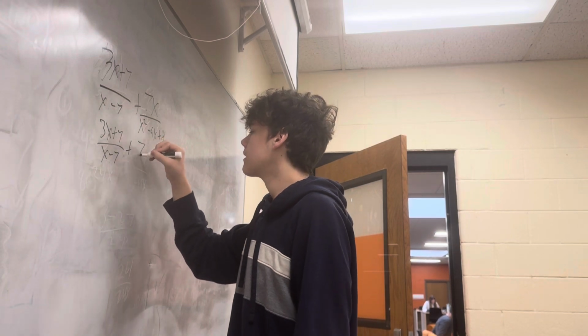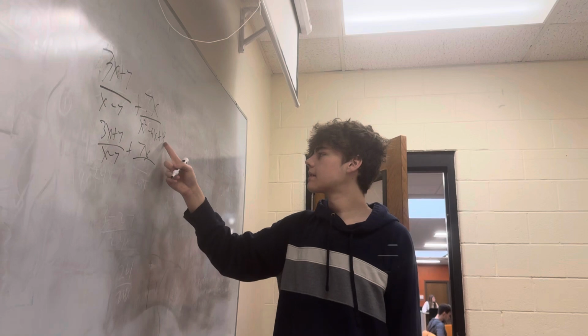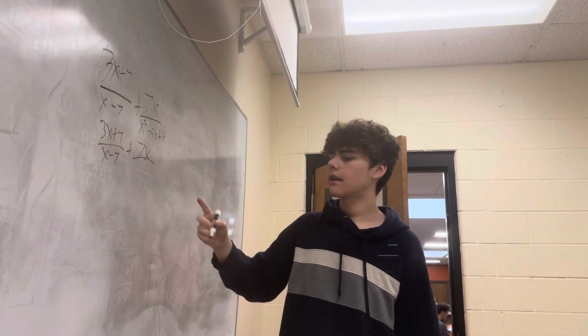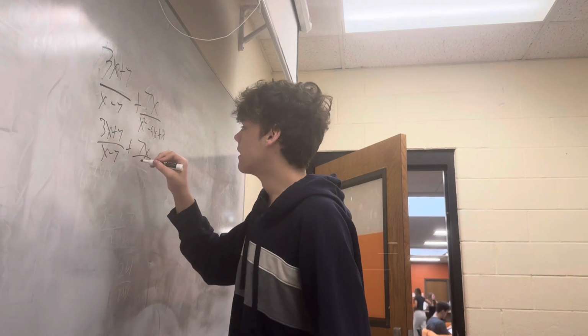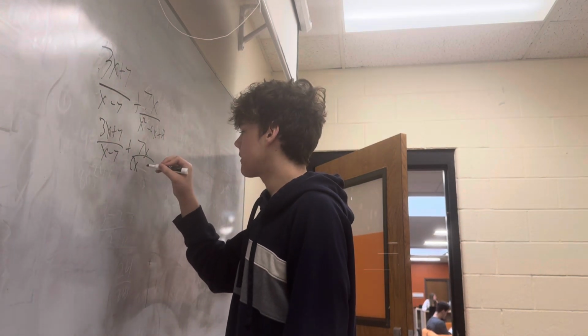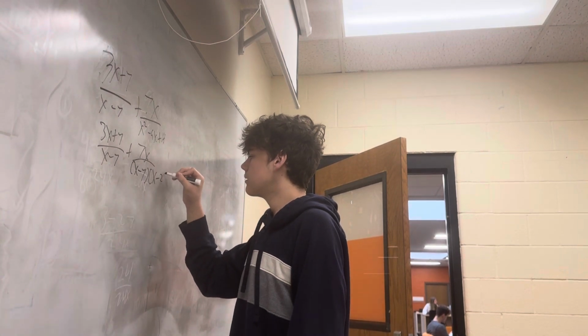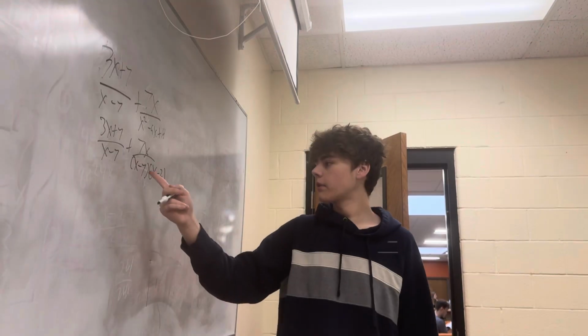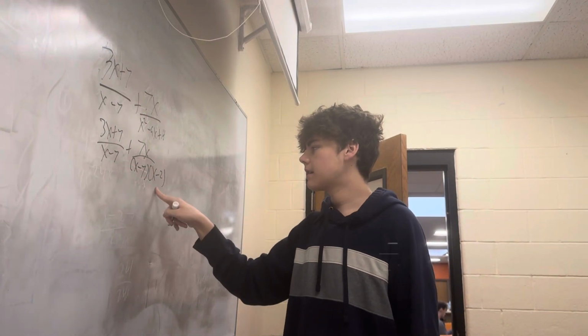You have to find what multiplies to 14 but adds to negative 9. Negative 7 and negative 2. So it factors as x minus 7 and x minus 2. So now you have that. Both of these sides have x minus 7. This side doesn't have x minus 2, this side does.